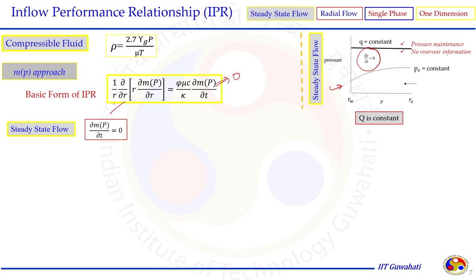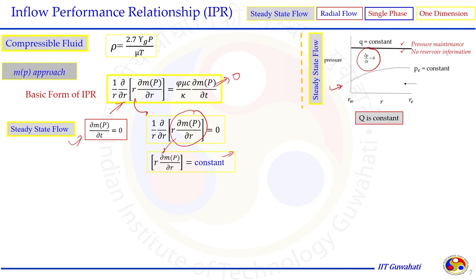For the MP approach, we are going to get a similar form for MP also. Now this equation will reduce to this form while keeping the right hand side equal to 0, because we are considering the steady state flow condition. When we integrate this with respect to r one time, we get this term inside, and the right hand side is going to be some constant. In that case, we need to calculate the value of the constant, which requires a boundary condition.